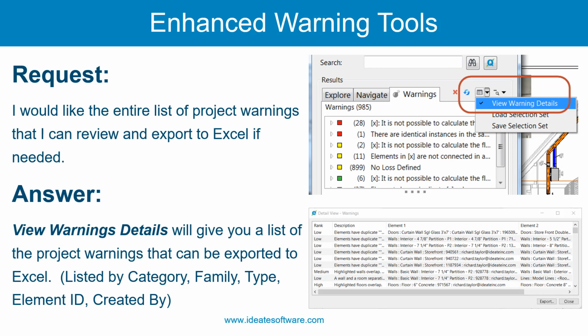You asked for the ability to export the project warnings to Excel. Ideate Explorer now has the ability to view the warning details similar to the View Element Details option under the Explore and Navigate tabs. The View Warnings details will list a detailed view of the entire project's warnings, listing information by category, family, type, element ID, and created by properties. This information can easily be exported to Excel for review by choosing the Export option on the dialog.